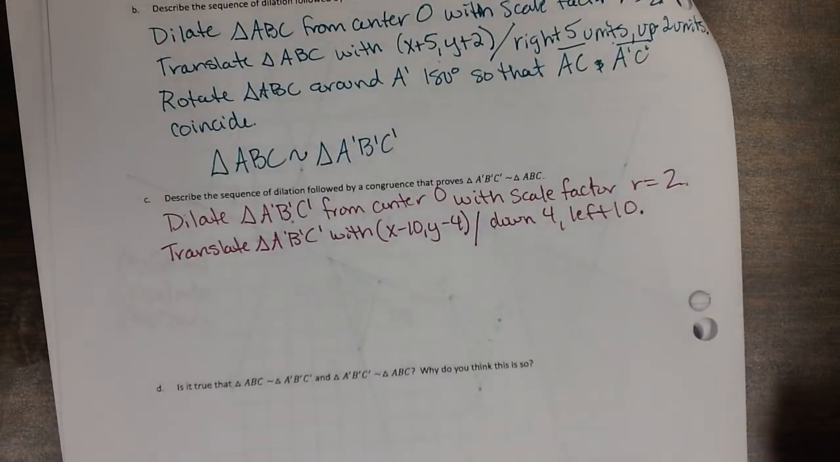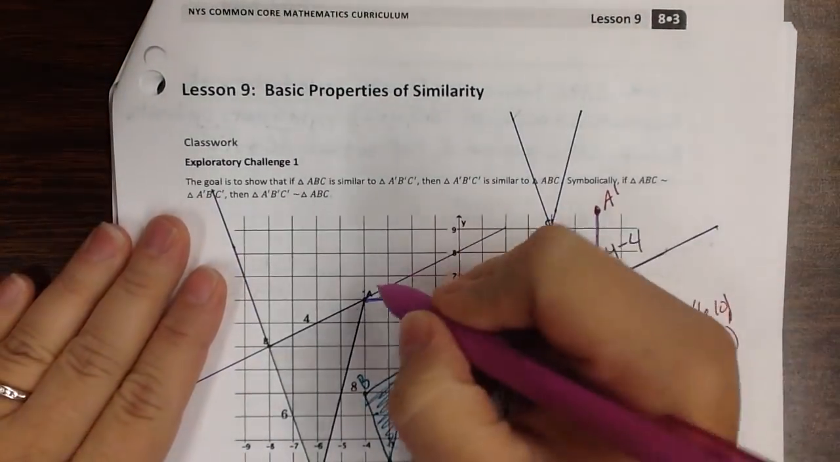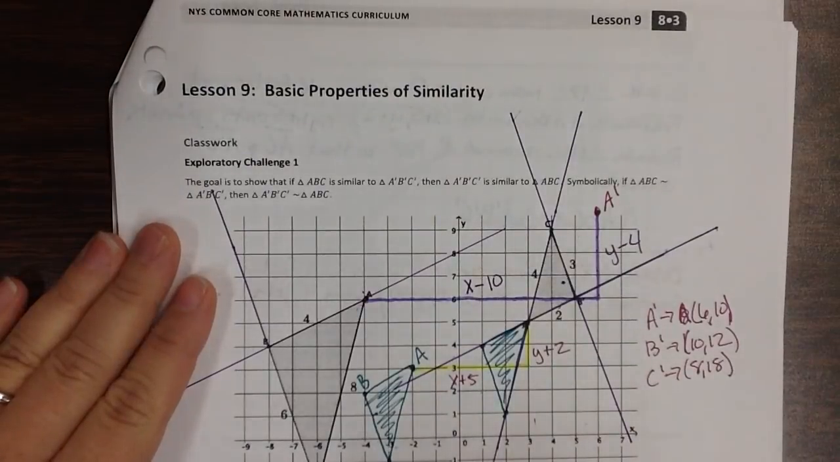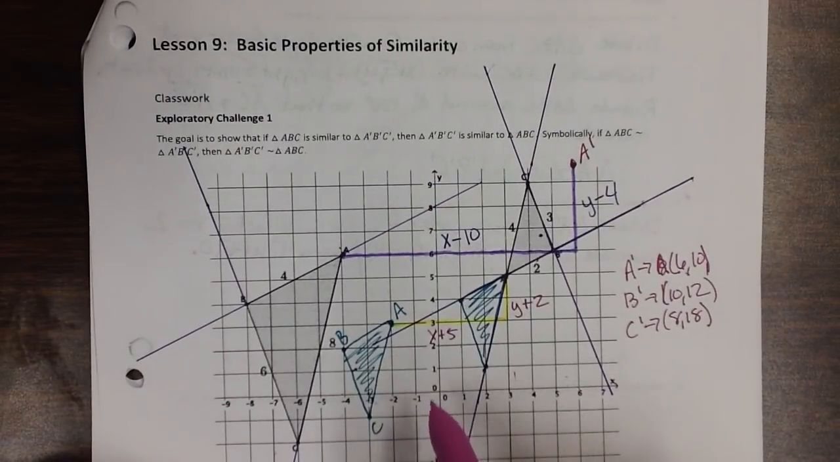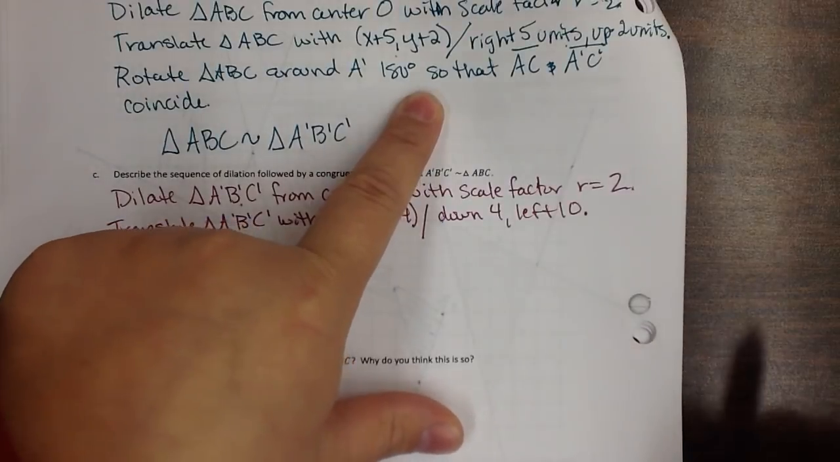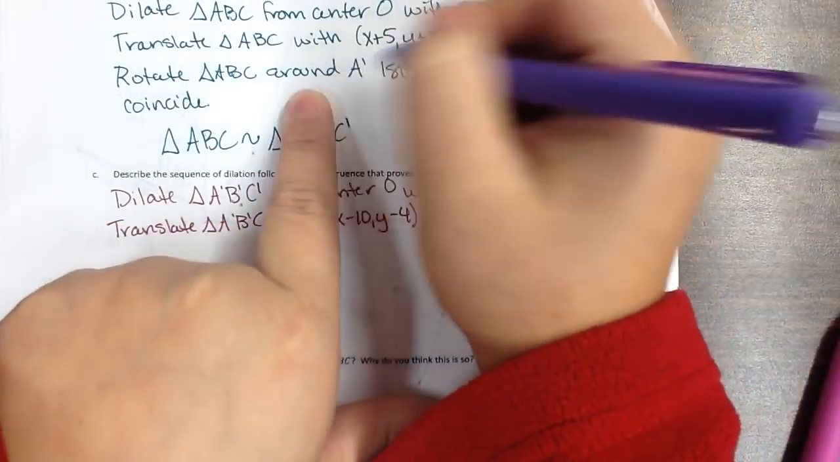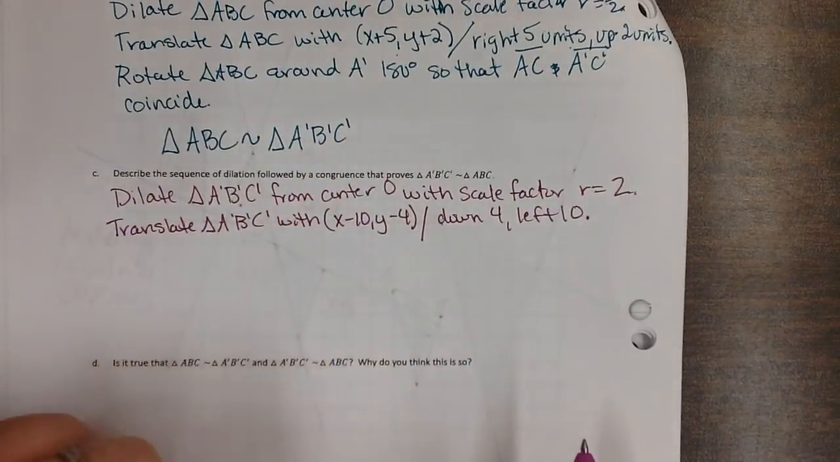And then it would be in this location. It would be connected here and not anywhere else on the grid. So then we would have to do the rotation, and the rotation would be the same as it was here. It would still be 180 degrees around, and then instead of being A prime, it would be A.